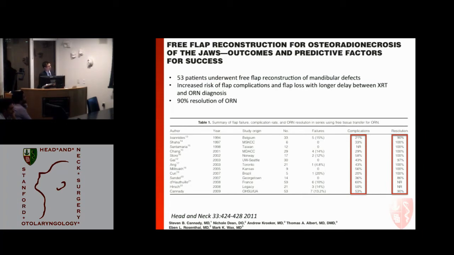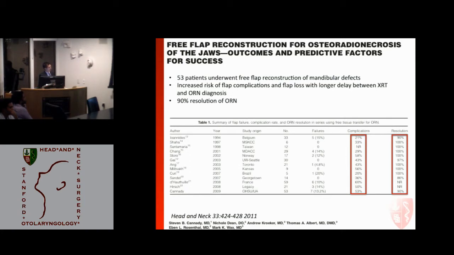Okay, so before we talk about some of our cases, I found two of the larger case series in the literature from very experienced institutions. This is one using free flaps to reconstruct patients who have been treated with segmental mandibulectomy for ORN. This is a collaboration between Dr. Rosenthal and Dr. Wax's groups at University of Alabama and OHSU in Portland.